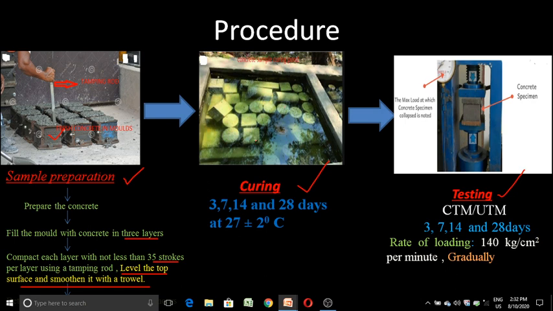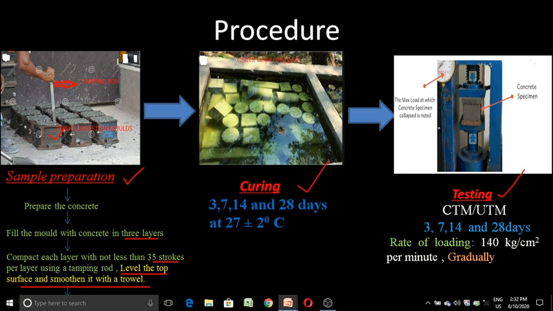This is called the curing stage, and this is a curing pond here. In the curing pond you can see so many samples. These samples may be cured for 3 days, 7 days, 14 days and 28 days. Generally we conduct the test on each cube at 3 days, 7 days, 14 days and 28 days. The temperature to be maintained in the curing pond should be 27 degrees plus or minus 2 degrees. Generally we can say room temperature has to be maintained. So this is the curing stage. If you want to test your sample at 3, 7, 14 or 28 days, you can take the sample out of this and go for testing.